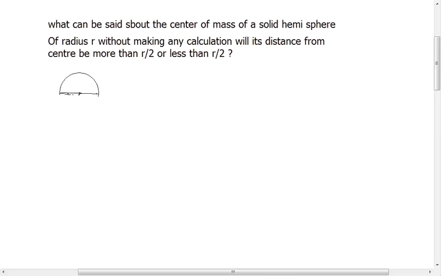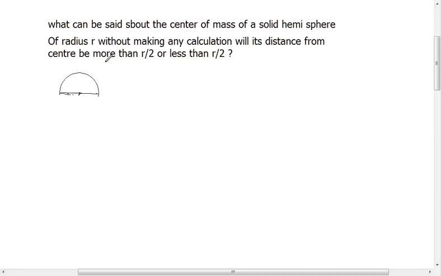Hello guys, in this question we are going to analyze this statement. What can be said about the center of mass of a solid hemisphere of radius r without making any calculation? Will its distance from the center be more or less than r by 2?